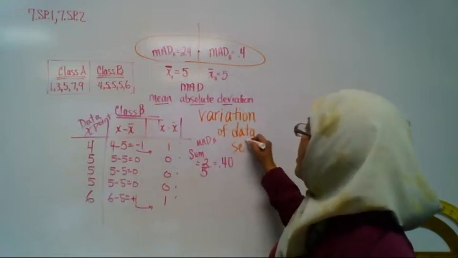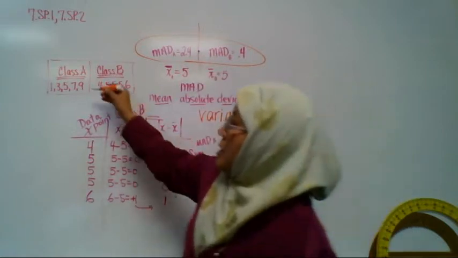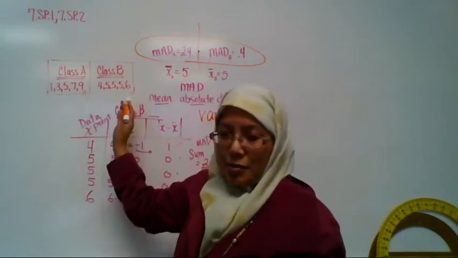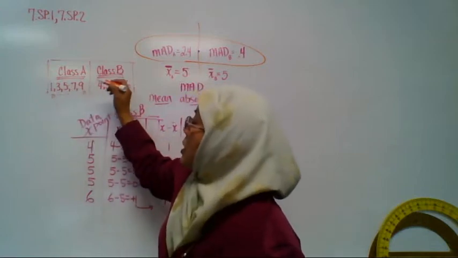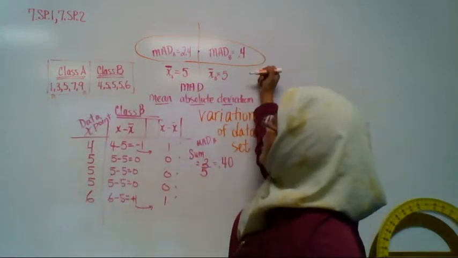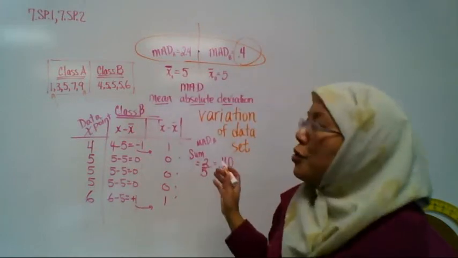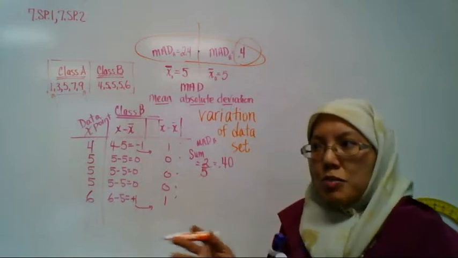Okay, so 2.4 means it's varying a lot. That means one kid is reading 9 books, one kid is reading 1 book. You have a lot of variation. You have a big range. Okay, for the second class, the MAD is only 0.4, which means there's not much deviation between the students.